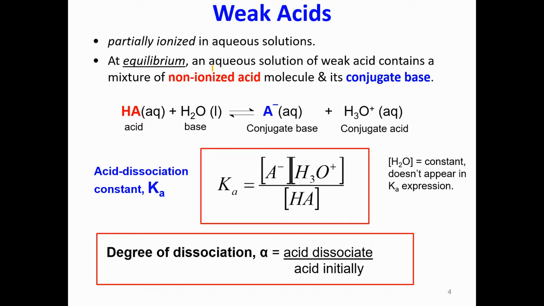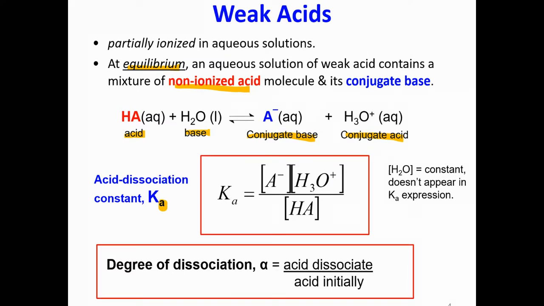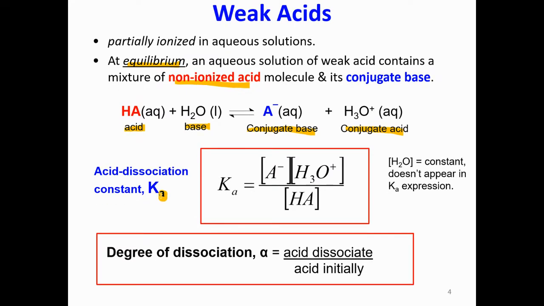Now, let's go back to weak acid. Acid reacts with base, producing conjugate base and conjugate acid. So at equilibrium, an aqueous solution of weak acid contains a mixture of non-ionized acid, that is HA, and its conjugate base.